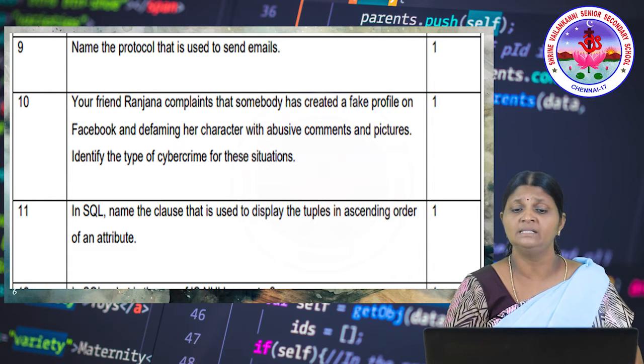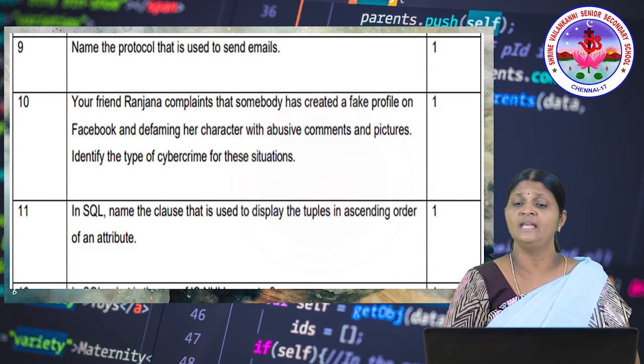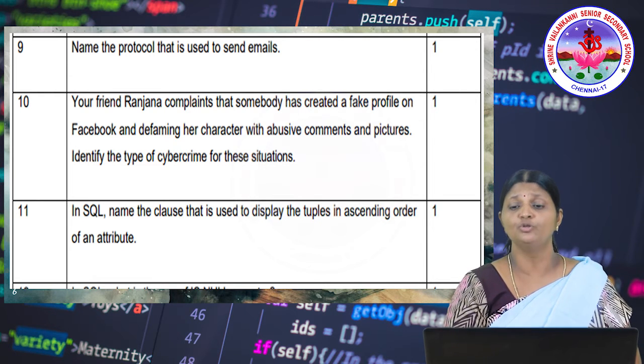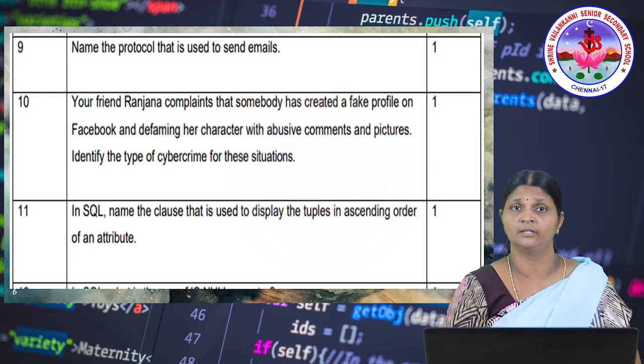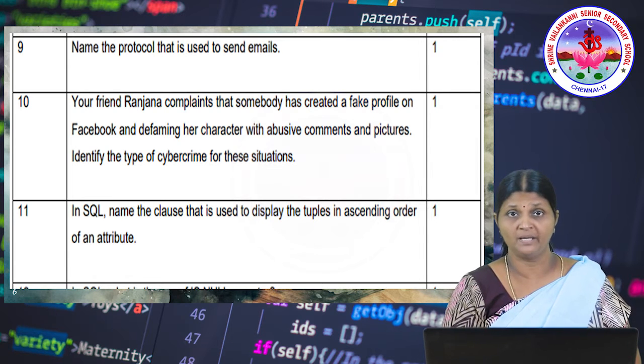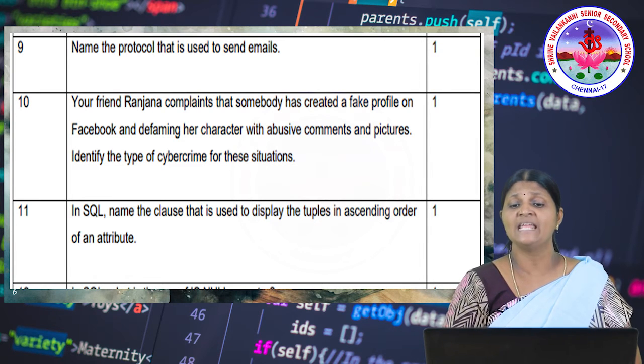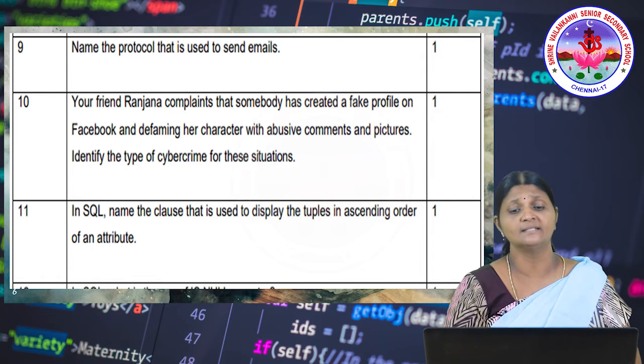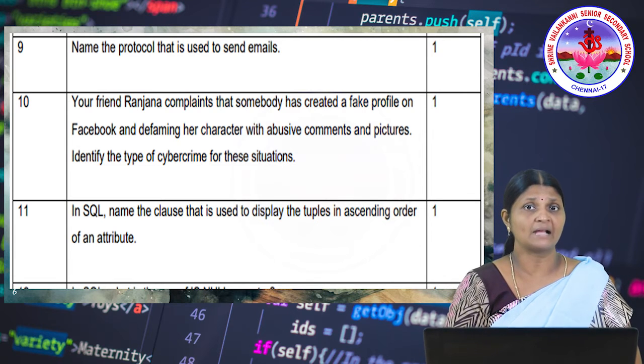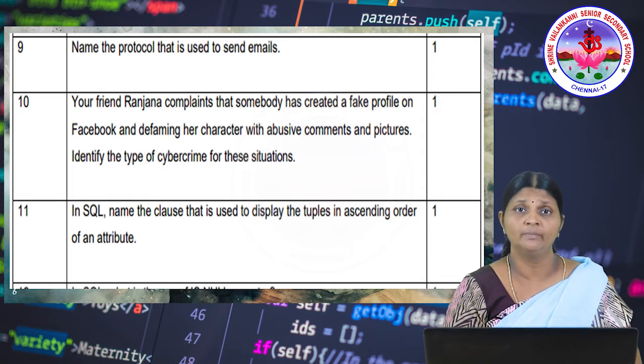Now, question number 11. In SQL, name the clause that is used to display the tuples in ascending order of an attribute. I am repeating, in SQL, name the clause that is used to display the tuples in ascending order of an attribute. We actually use a keyword, right? What is the keyword? It is ORDER BY.